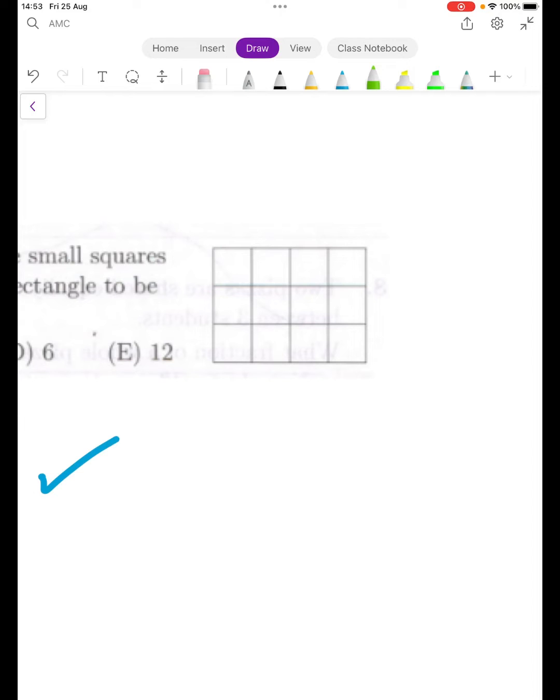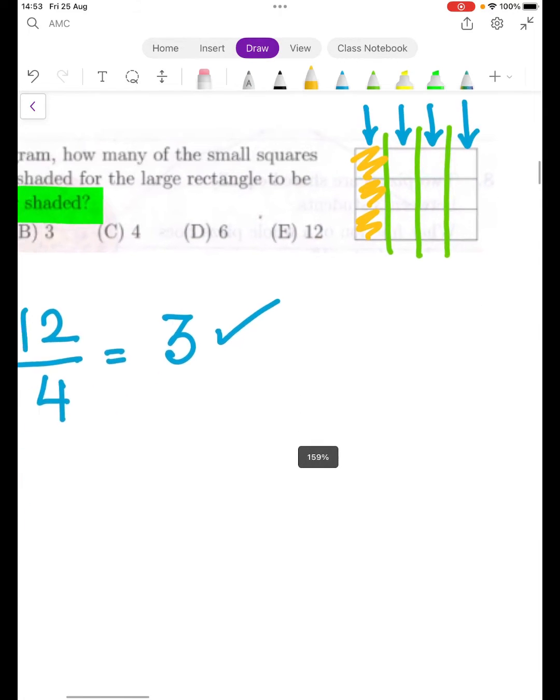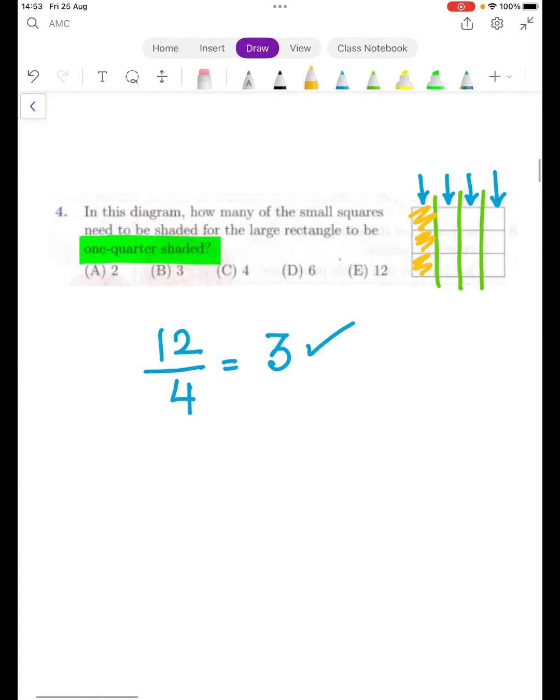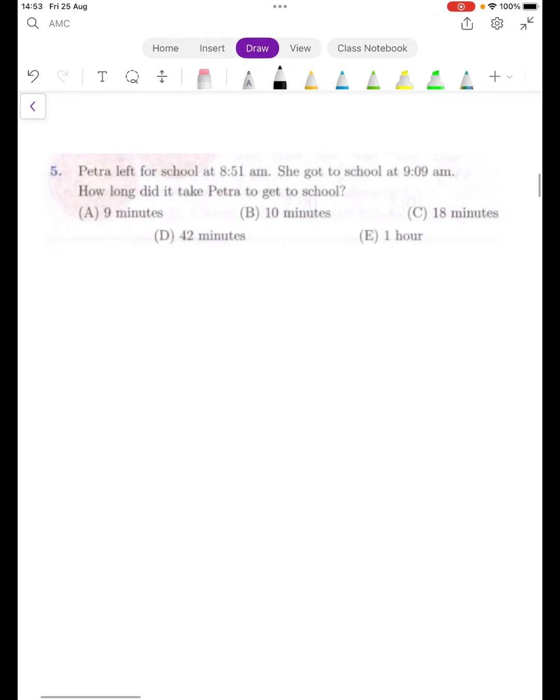You need to divide it into 4 equal parts. So if you divide like this, you get 4 equal parts. 1 here, 2, 3, 4. You get 4 equal parts, and each part has 1, 2, 3 squares, 3 squares. So either way you can do, you get the same answer, which is B. B is the correct answer.